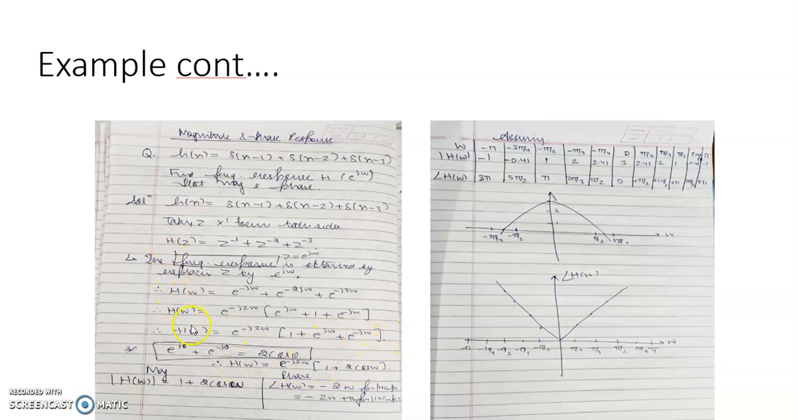So your H of z is converted into H of omega, that is, the z transform is converted into the frequency response. Plot the magnitude and phase of this particular response. You just have to take some random values of omega and put these values on the x-axis, and on the y-axis you will obtain the magnitude and the phase. Try this, try many more examples on this particular concept.